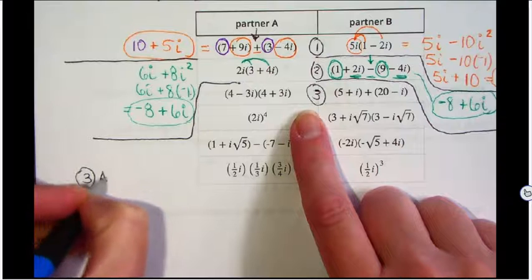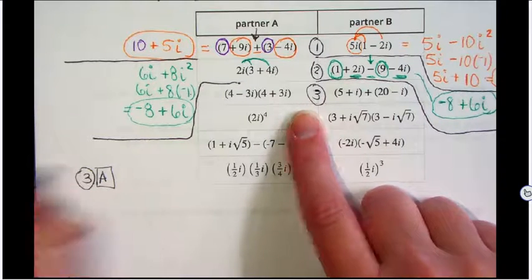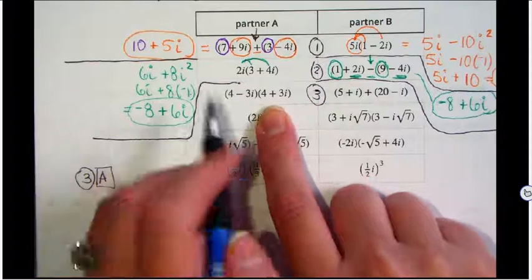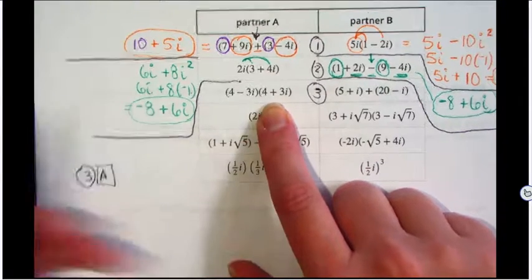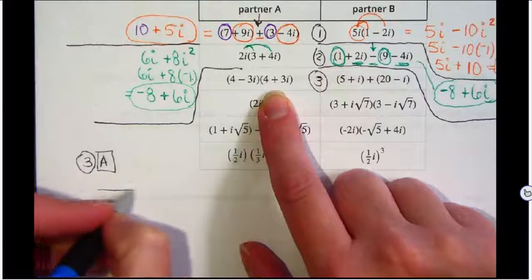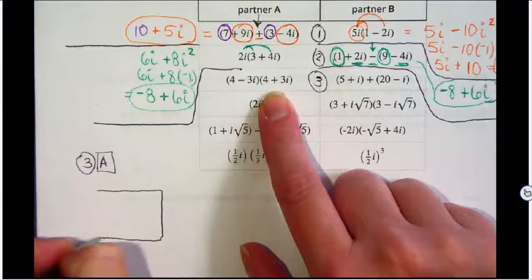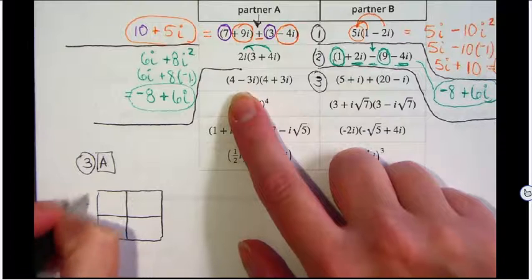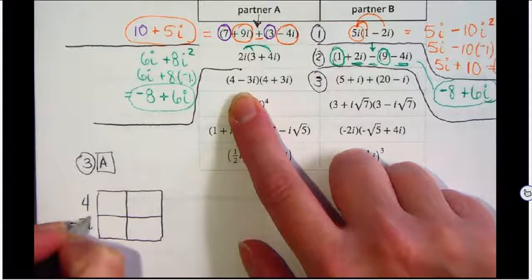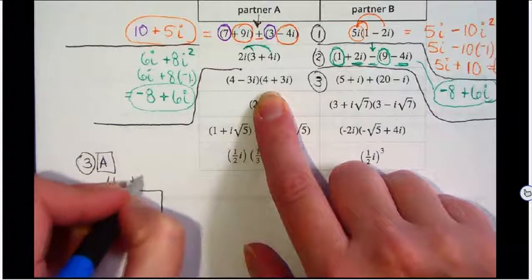But it's good to just have a good mix of practice going on. So I'm going to do 3, and first of all, I'm going to do partner A. I see 2 complex numbers, and they're being multiplied together. So this tells me I need complex multiplication using the grid. 4 minus 3i. And 4 plus 3i.